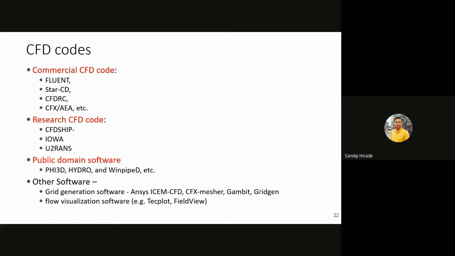And there are other software required to support any CFD calculation, like the grid generation software, where we need to define or discretize your domain into small control volumes. So we use ICEM CFD, CFX Mesh, Gambit, GridGen, and we have post-processing software. Now there are Tecplot, FieldView, CFD Post. We can also use Fluent for post-processing, CFX for post-processing. So these are the CFD codes.